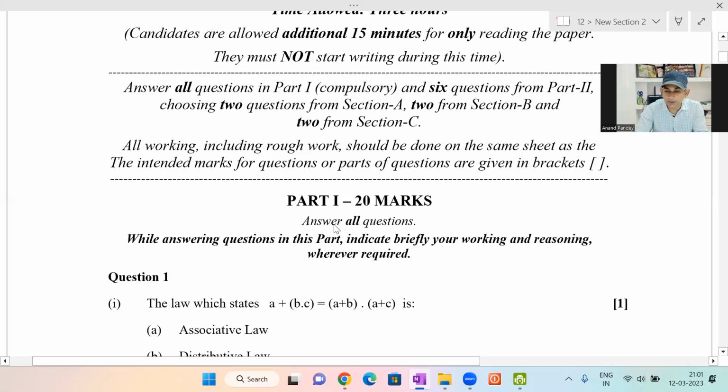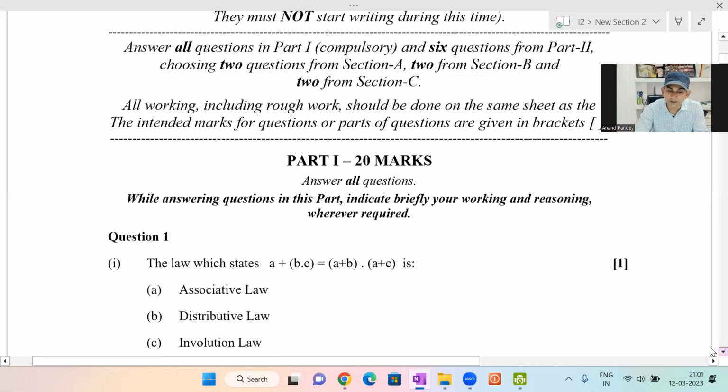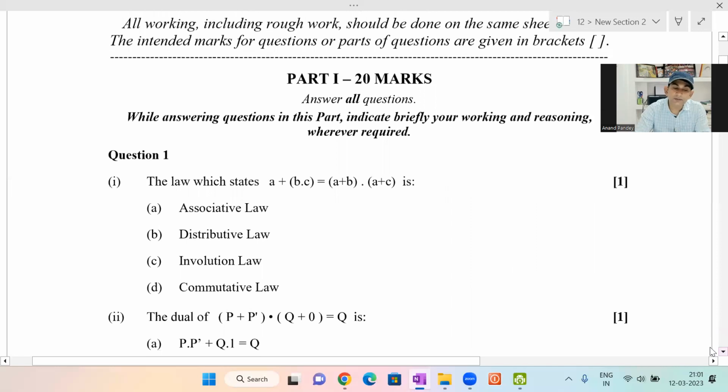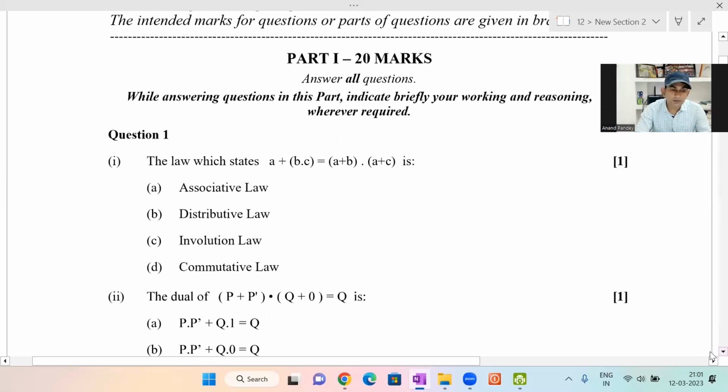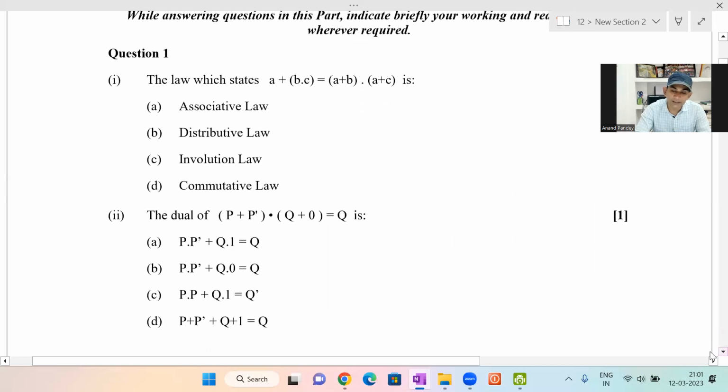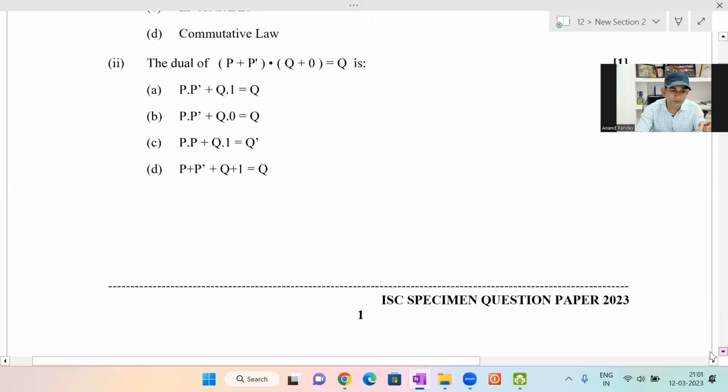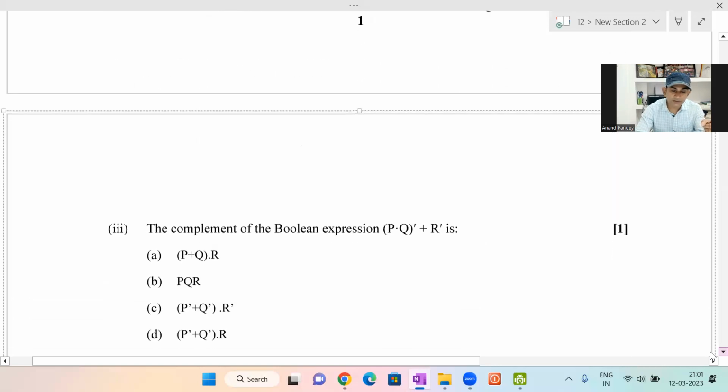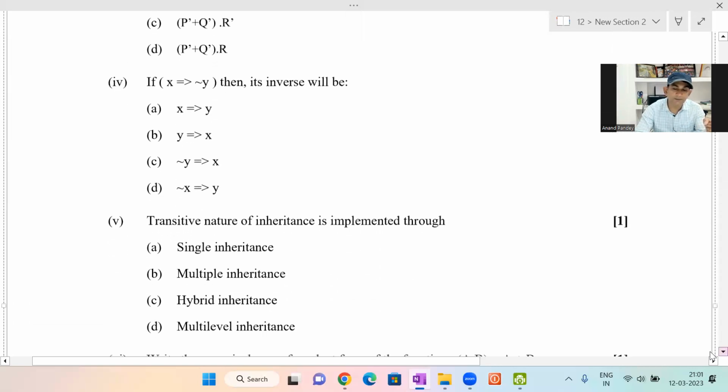So first of all, I'm going to discuss part 1, and you can see part 1 is of 20 marks. In part 1, question number 1, as I told, part 1 is a compulsory section, all the questions you have to answer. So in part 1, which is of 20 marks, question number 1 will have 5 objective questions. Only this change the Council has made. They have added the objective questions also. You can see question number 1, 2, 3, 4 and 5. There will be 5 objective questions.